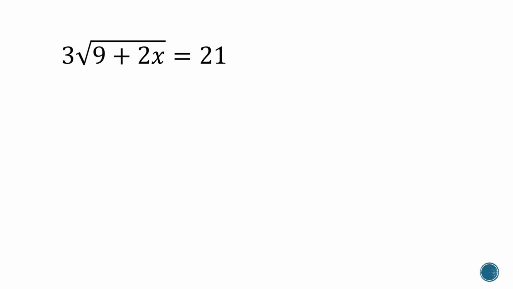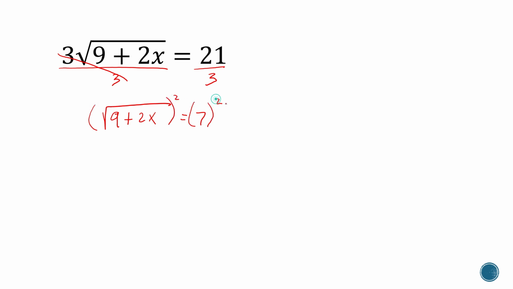Now we have a positive 3 on the left side, or on the side of the square root of 9 plus 2x. That's the coefficient. So we need to divide first both sides by that number. So 9 plus 2x, square root of that equals 7. This is the time when we need to raise both sides to positive 2. So that will give us 9 plus 2x equals 49.